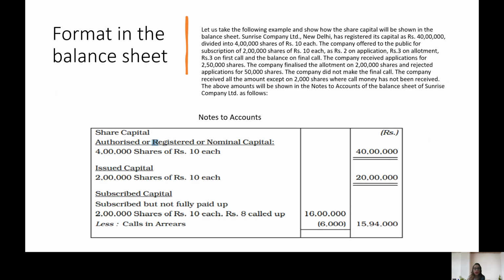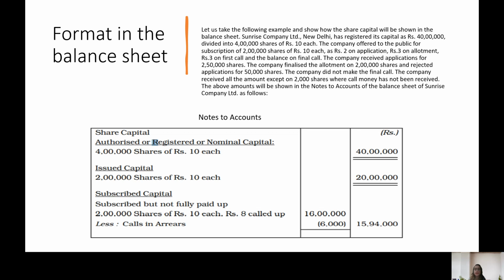Next slide. Yeah, format in the balance sheet. So the share capital, how it will be shown in the balance sheet, I'm going to discuss that. Let's discuss this with the help of an example.